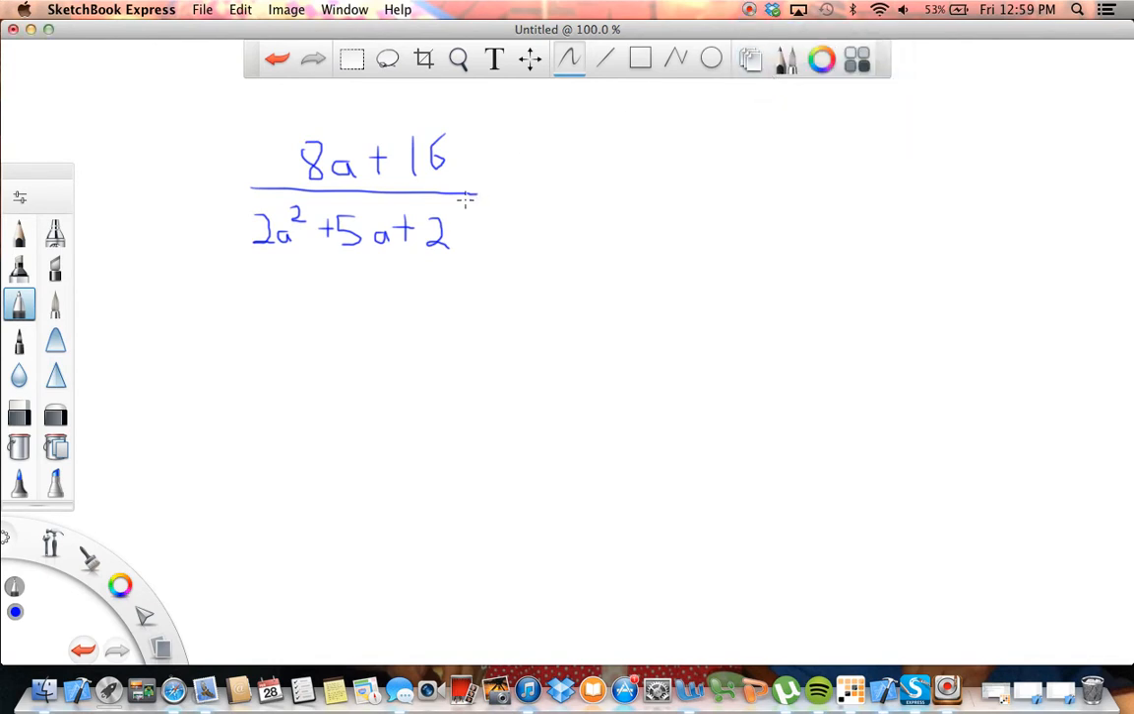Now with this problem, it's another problem that has a trinomial in the denominator, but this time we have a coefficient out in front of that entire trinomial. So it makes it a little bit trickier. We can't just do our normal standard factoring.